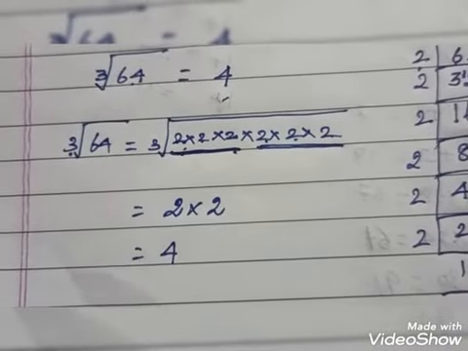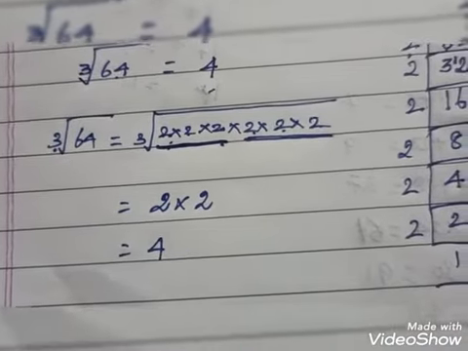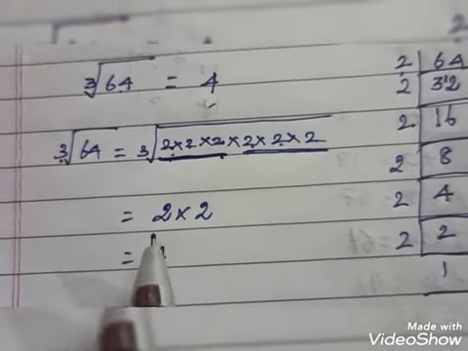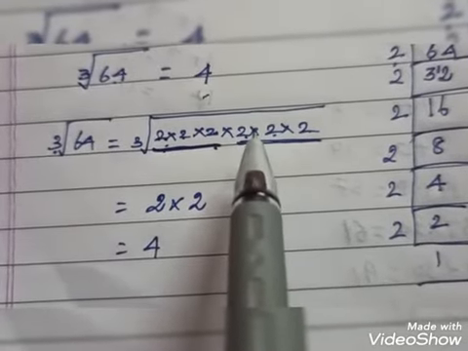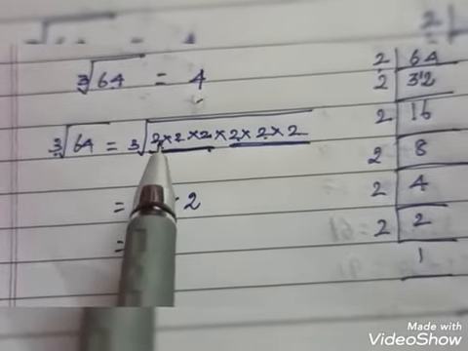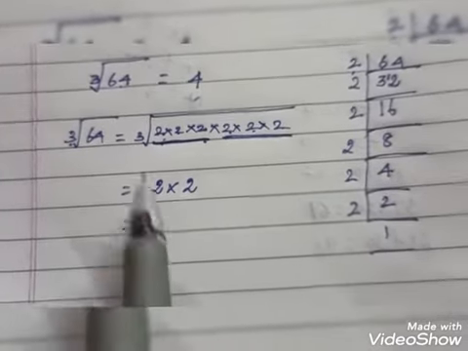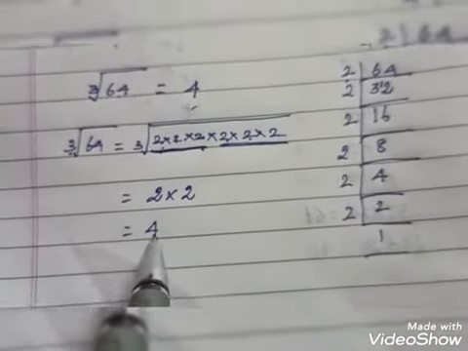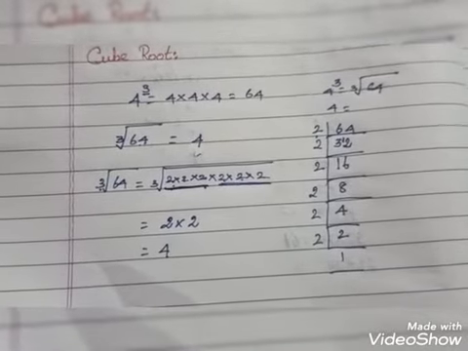So the cube root of 64 is equal to 4. How can you calculate it? You have to take 1 out of every 3. For square root you take 1 out of every 2, but here 1 out of every 3. Okay, so now you have the idea to find the cube root. This is one way to find the cube root, by prime factorization.